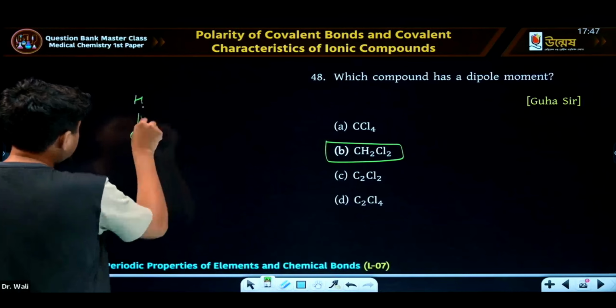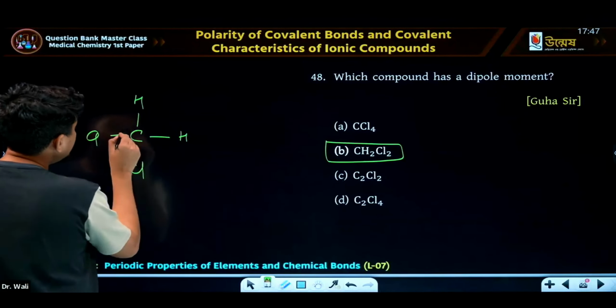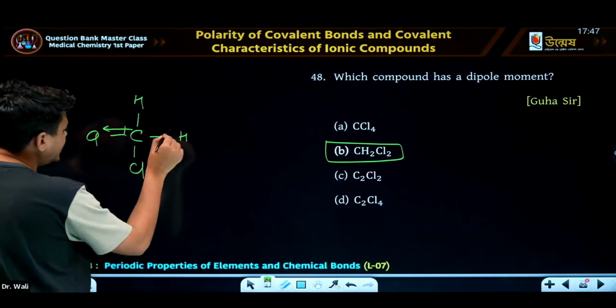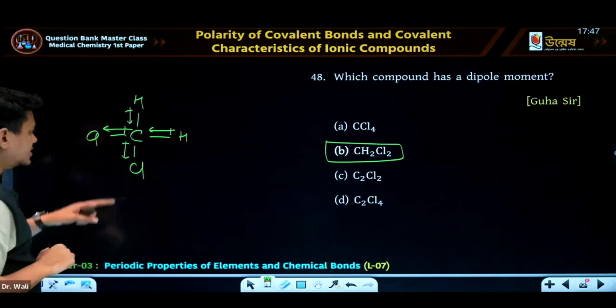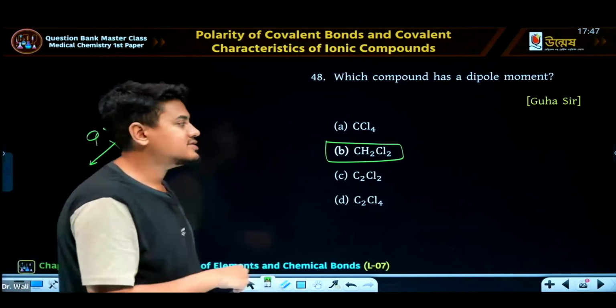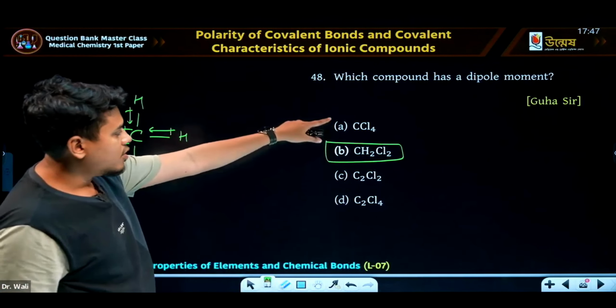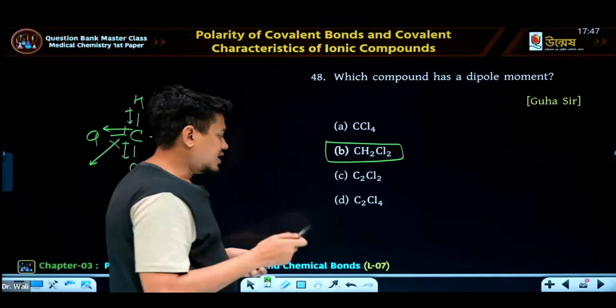Why? Let me explain. Suppose this one is hydrogen, this one is chlorine, this one is hydrogen, this one is chlorine. So let's see. Chlorine pulls away electron and hydrogen gives away electron. In this way, we can see that we have a resultant vector in this direction. That is, it has a net dipole moment. But for the other options, all are symmetrical in shape. For symmetrical shape, there will be no dipole moment or net dipole moment.